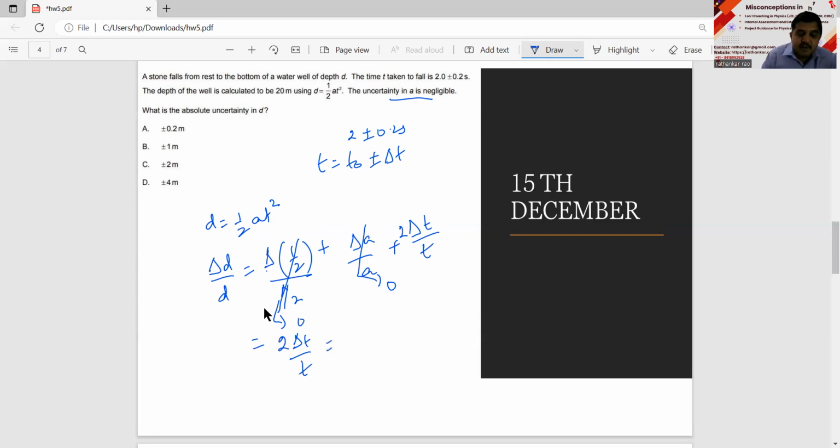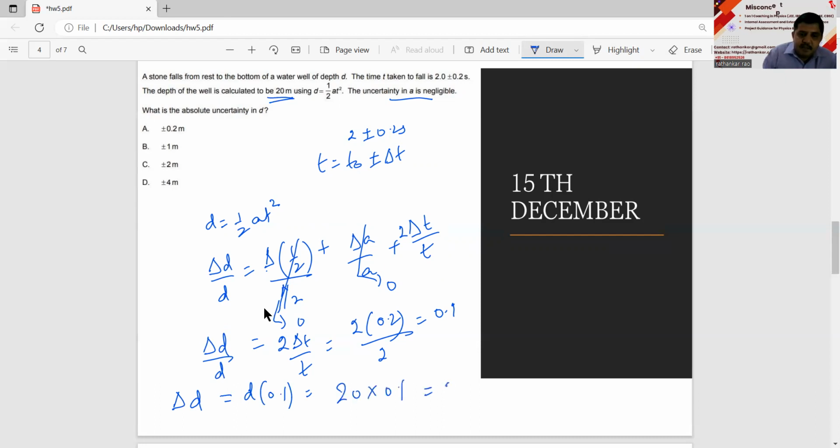Now let us substitute here. Delta T is 0.2. So 2 into 0.2 divided by the value of T, which is 2. The net answer you get is 0.1 over here. So delta D by D is equal to so much. Now I want the value of delta D, which should be equal to D times 0.1. The value of D is given as 20 meters. So 20 multiplied by 0.1, no, this is 0.2 here, sorry, 0.2 should now be equal to 4 meters. Okay, so the answer is plus or minus 4 meters.